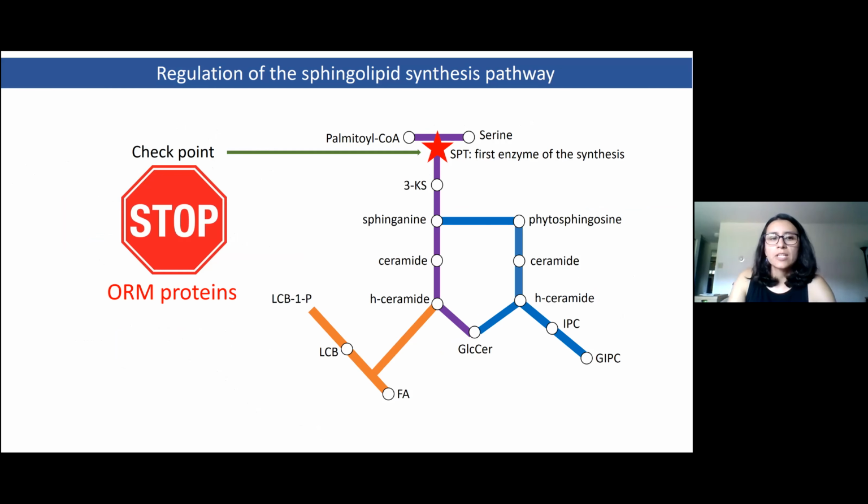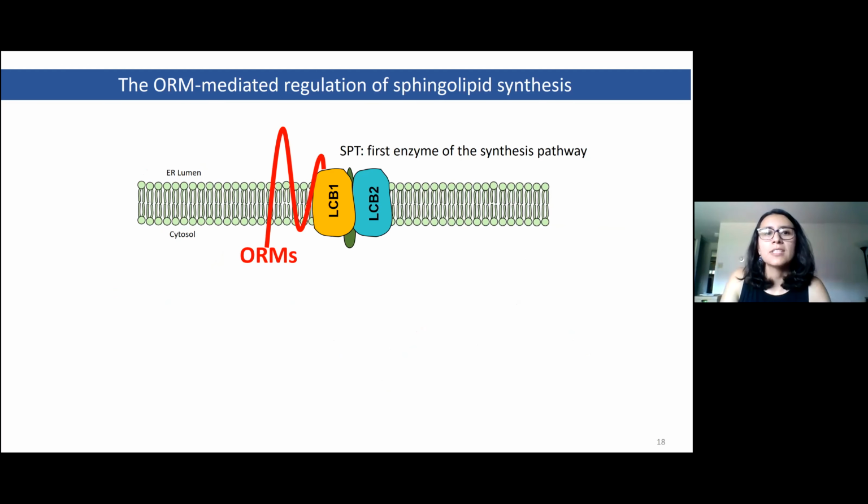So this first checkpoint are proteins, and they are called the Orm proteins. What we saw is that these Orm proteins are the ones that mediate the regulation of sphingolipids. And here the Orm proteins are represented in red. When they come into contact with this enzyme SPT, the first enzyme that synthesizes the sphingolipids, they are negative regulators, right? So they stop the flow of the molecules trying to build up sphingolipids.